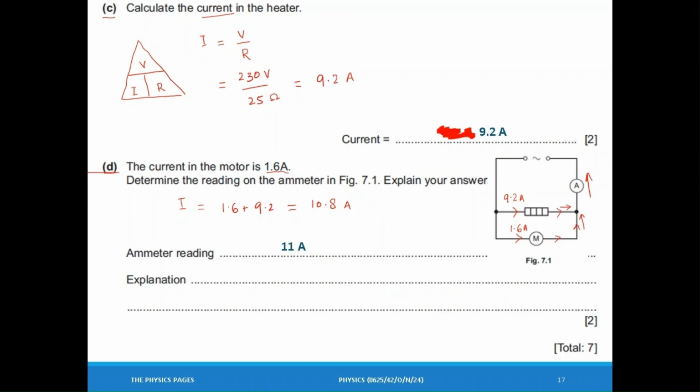So we can write our explanation that the total current through a circuit is always equal to the sum of all branch currents. The branch currents are 9.2 and 1.6. The battery is also providing 9.2 plus 1.6, that is almost 11 amperes of current through the circuit.